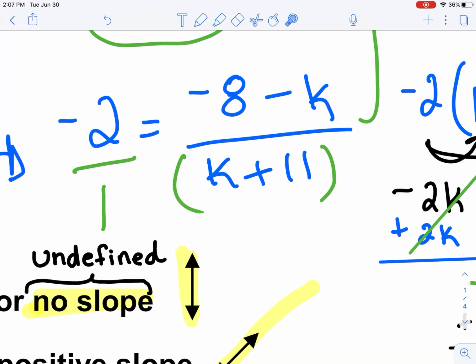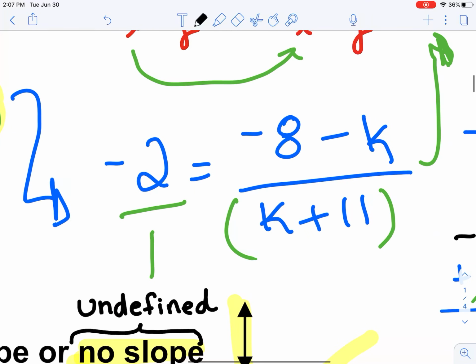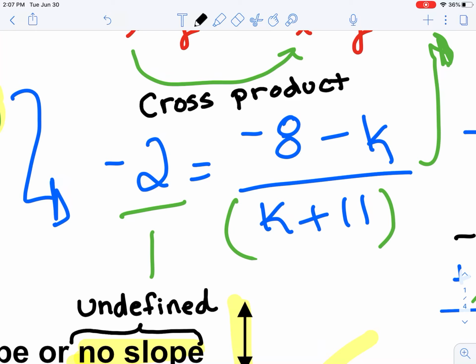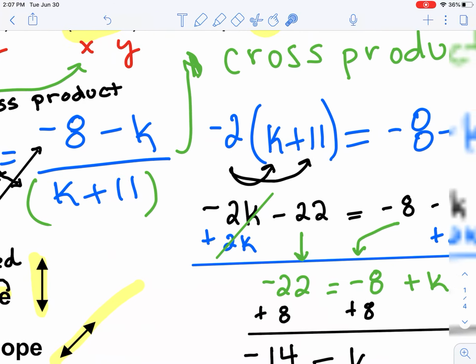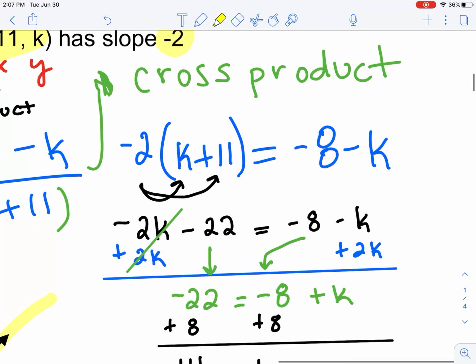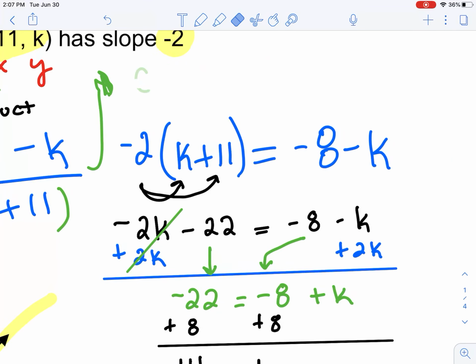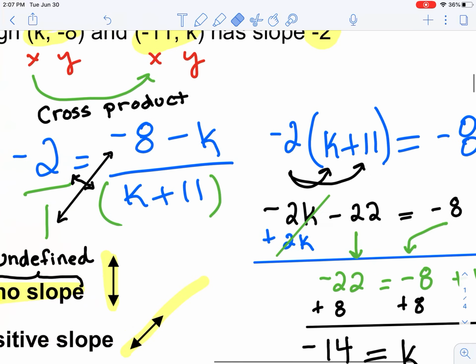But notice that I turned the -2 into a fraction by putting a 1 under it. The reason I did this is because I wanted to use the cross product here. So I can multiply these two together, and I'll multiply these two together. So a negative, and so now I'm taking this work over here. All right, let me erase this since I already rewrote cross product. Okay, so now we're here.